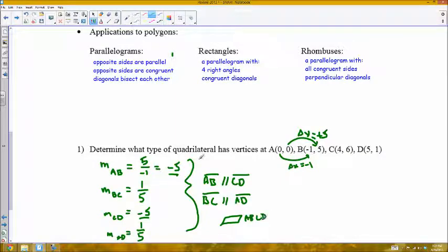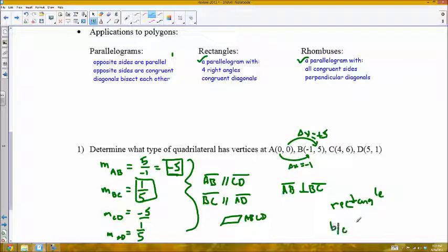Now my question would be, is it either of these 2 special parallelograms, either a rectangle or a rhombus? Because those are both also parallelograms. So now notice that AB is negative 5, BC is 1/5. Well, since those are negative reciprocals of each other, it must also be true that AB is perpendicular to BC. So this is basically a parallelogram with 1 right angle, which makes it a rectangle.